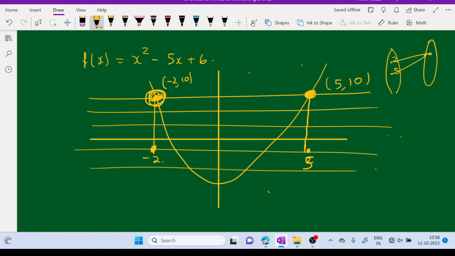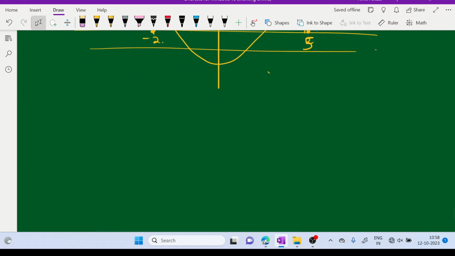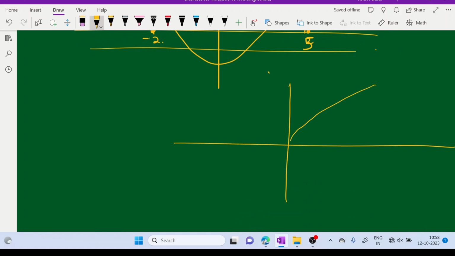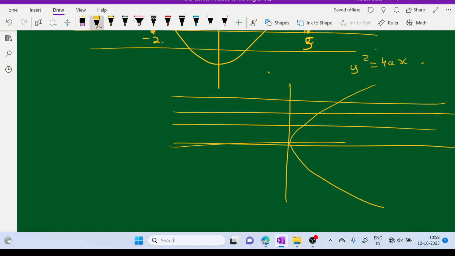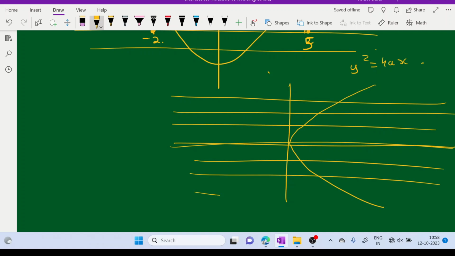Now that does not mean every parabola is not a 1-1 function. If you have a parabola like this, of the form y square is equal to 4ax, then in this case, if you draw this, it intersects the graph in only 1 point. So in this case it is a 1-1 function. Understood? This is extra information. It's not there in your book.